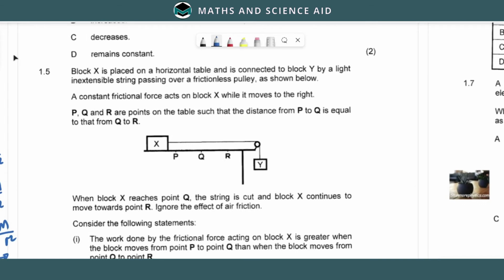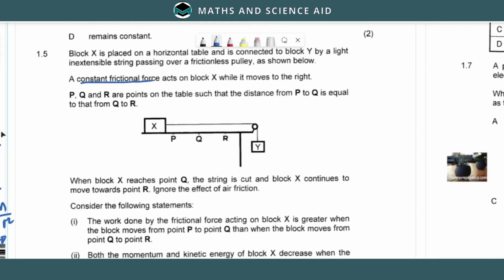And now for 1.5, they say block X is placed on a horizontal table and is connected to block Y by a light inextensible string passing over a frictionless pulley as shown below. A constant frictional force acts on block X. So there's a constant frictional force acting on block X while it moves to the right. And now they say P, Q, and R are points on the table such that the distance from P to Q is equal to that from Q to R.